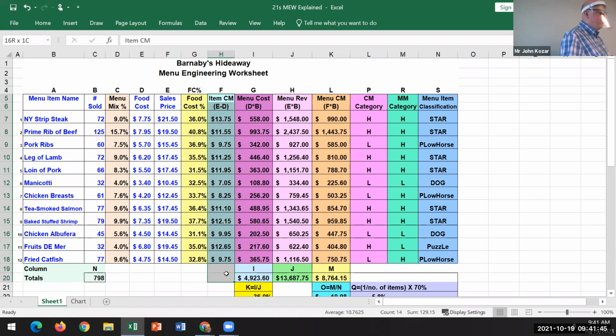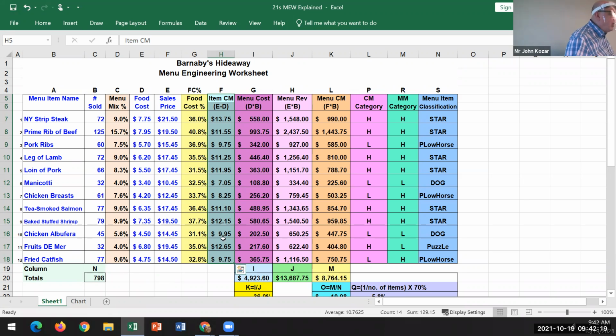And then we have our item contribution margin. And that's showing us for each menu item what its contribution margin is. And the contribution margin covers fixed costs and profit. Everybody remember that from the last exam? So the higher the contribution margin is, the more profit we're going to be able to make.